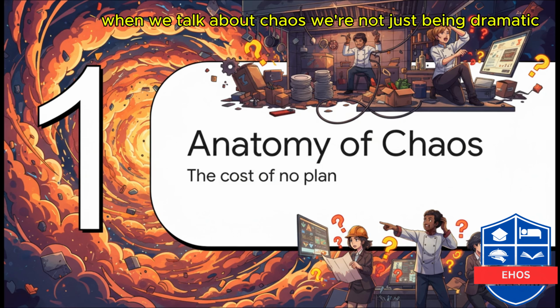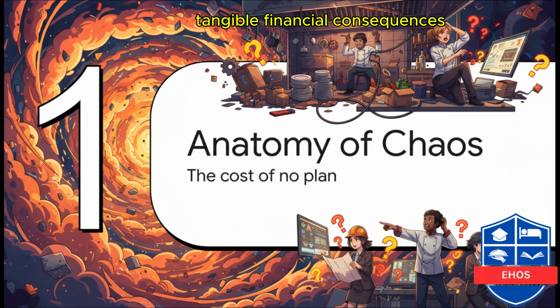When we talk about chaos, we're not just being dramatic. We are talking about real, tangible, financial consequences. Budget overruns? They happen when big decisions get rushed. And those costly delays? That's what happens when one team is just sitting around waiting for another with no idea what's going on. This isn't just messy, it's a direct threat to your profitability before you even open the doors.